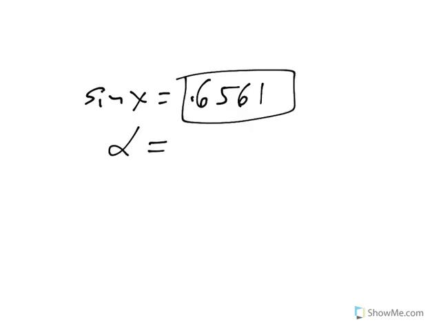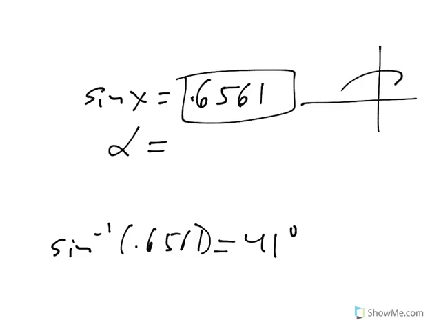Now, if you have an equation like sine x equals 0.6561, this is going to have two answers. For the reference angle, we look up, on a trig chart or on a calculator, sine inverse of 0.6561, which would be 41 degrees.